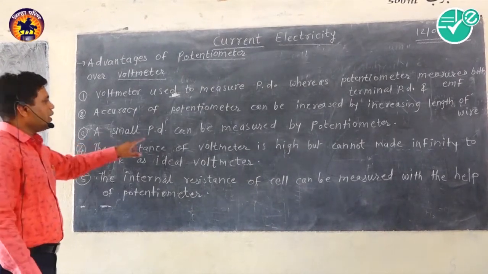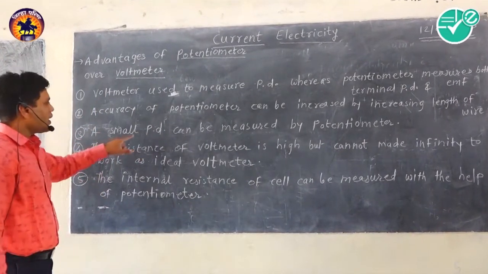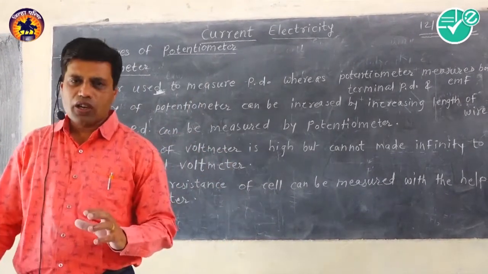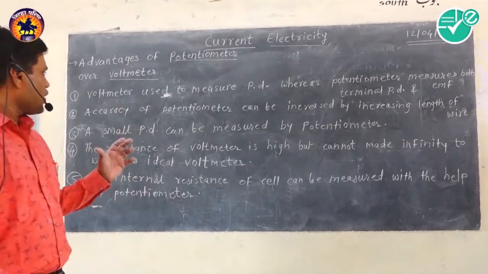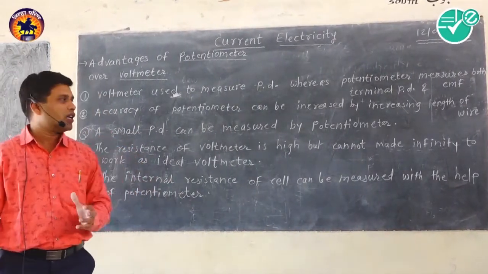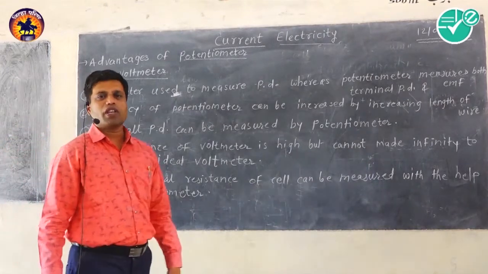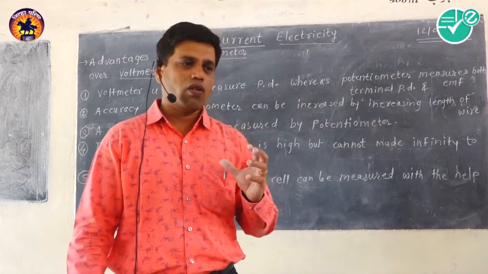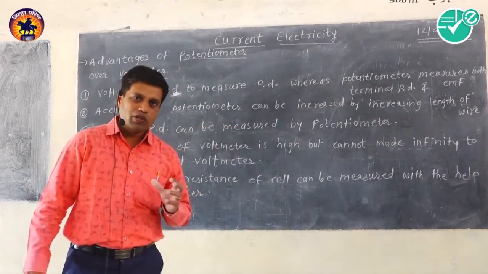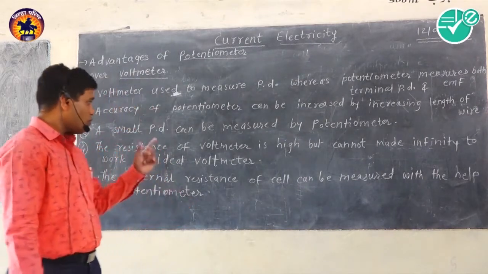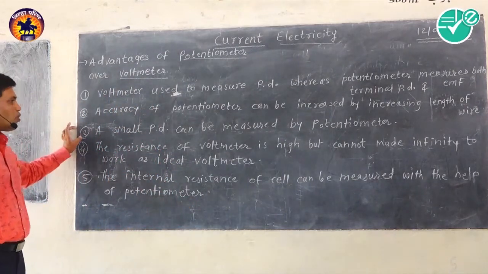A small PD, a small potential difference, can be measured by a potentiometer. We can measure small potential differences in terms of millivolts with the help of a potentiometer very accurately, but with the help of a voltmeter we cannot measure such small potential differences with accuracy. So for accuracy, to measure small potential differences, you must use a potentiometer. So it is also a big advantage of potentiometer.